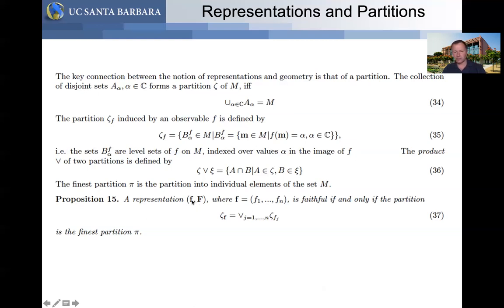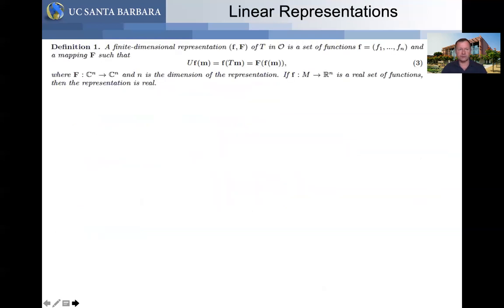So it is a little proposition that says that a representation is faithful if and only if the partition zeta_F here is the finest partition pi. That should be intuitive. The reason being that pi is the partition into individual elements. This just means that the intersection of level sets of these functions F are single points. Just imagine a two-dimensional Euclidean space, and your observables might be x and y. And the intersection of level sets of x and y is a single point. And so that's kind of an example of what this proposition says.